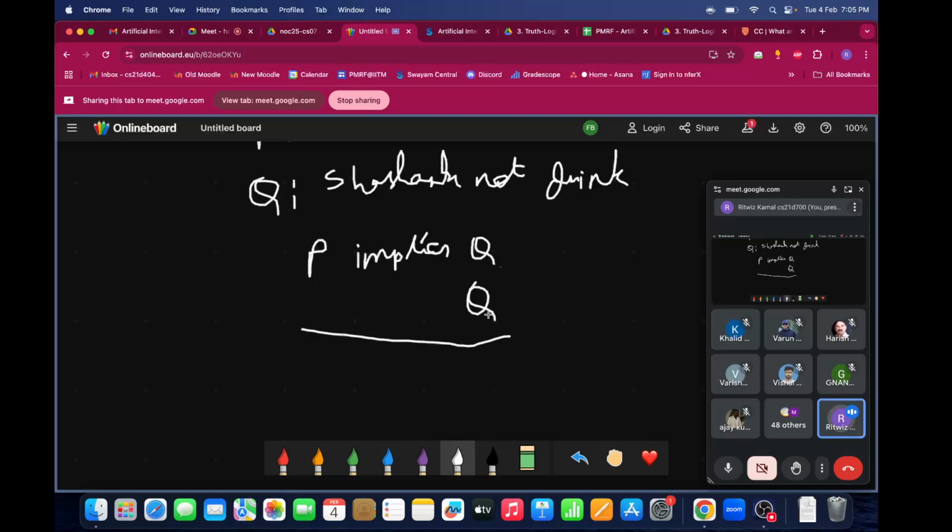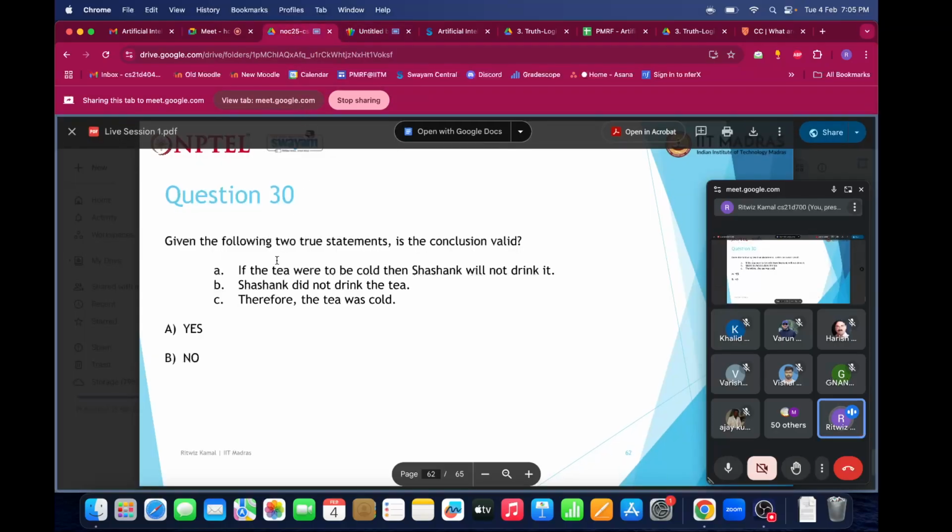We are not given not of Q, right? We are only given Q. So based on this, we cannot say that P will be true, because Q could be true due to other reasons as well. One of the reasons why Q would be true can be P, but there might be other reasons as well because of which Q is true, right? So we cannot say that P will be definitely true. So a conclusion that the tea was cold would be not valid.